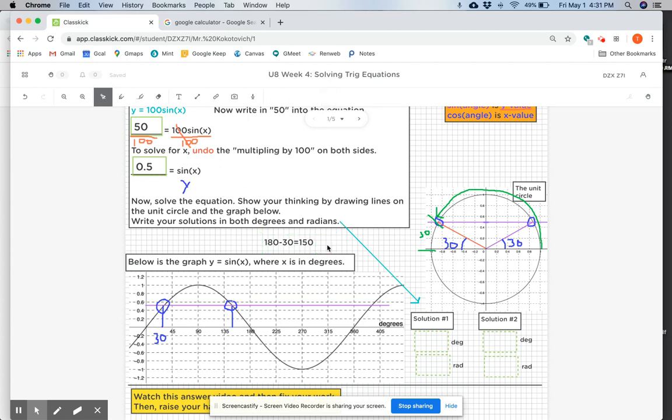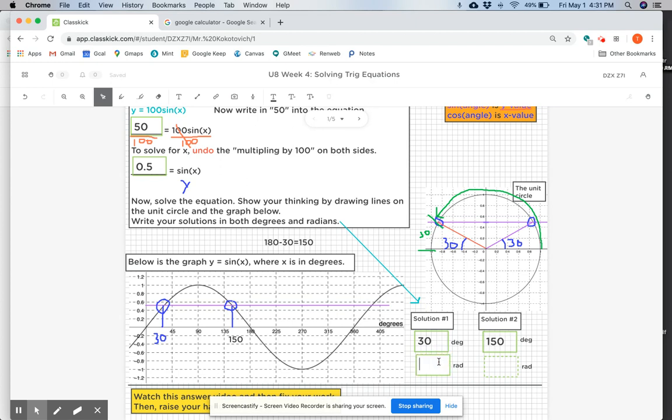Now, let's think about this. 150, let's see if that works on our graph here. 150, is that in between 135 and 180? A little bit closer to 135? Yeah, that works really well actually. We just found our second solution in the graph and on the unit circle. So now let's fill out our answers here. Our first solution was the one in the first quadrant, 30 degrees. Second solution was our 150 in the second quadrant.